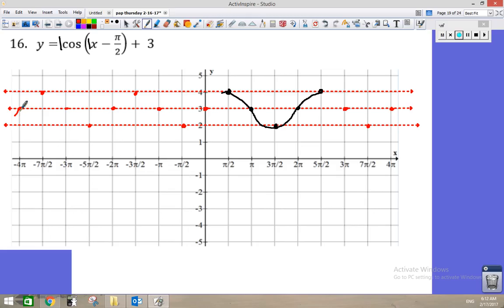Alright, so let's fill in this sketch. There we go. Alright, so there's the sketch of my graph for this function.